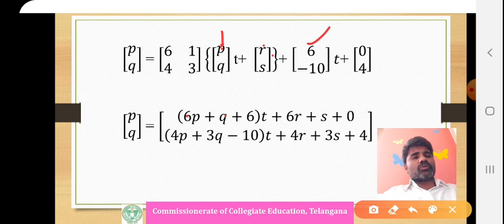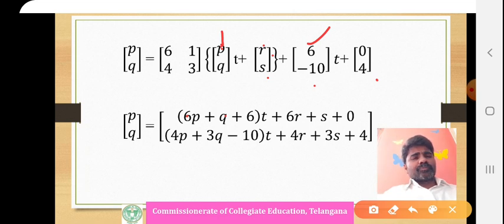And 4p plus 3q into t, again the t term is minus 10t, plus 4r plus 3s plus 4. This is the resultant vector form of these multiplications. After this simplification, 6p plus q plus 6 into t plus 6r plus s plus 0, and the other component is 4p plus 3q minus 10t plus 4r plus 3s plus 4, equal to 0.